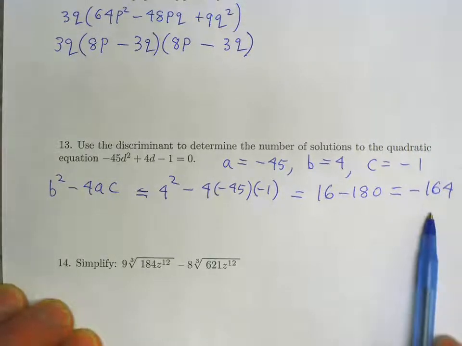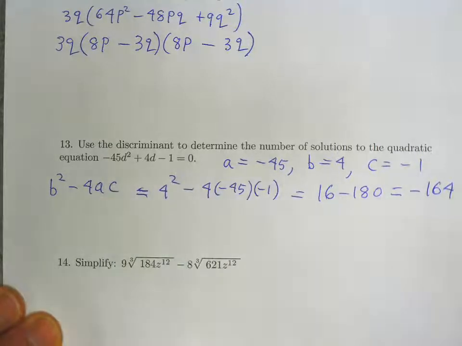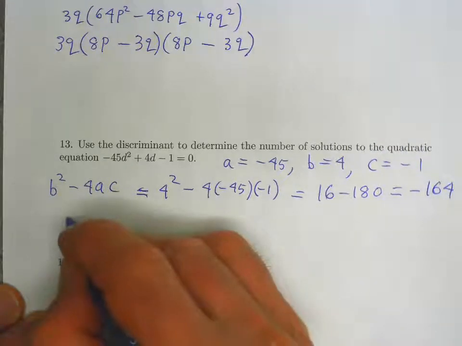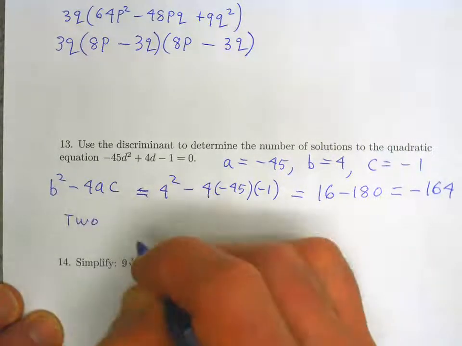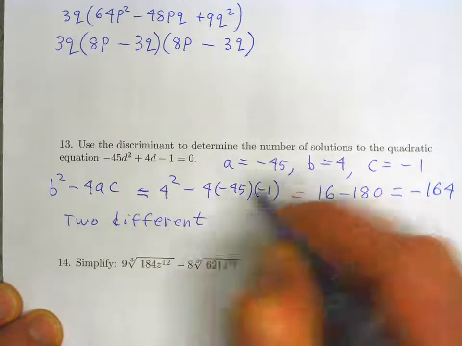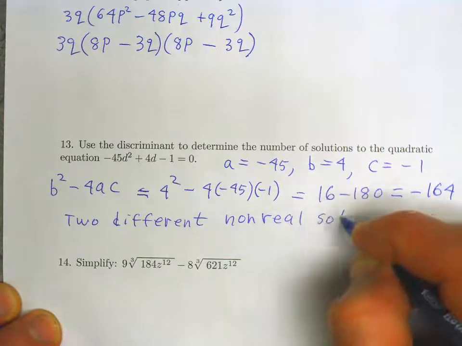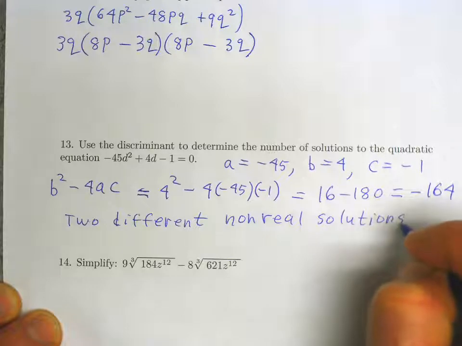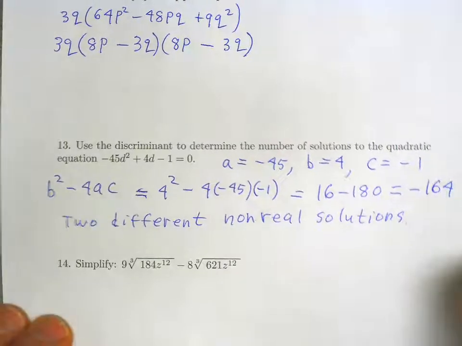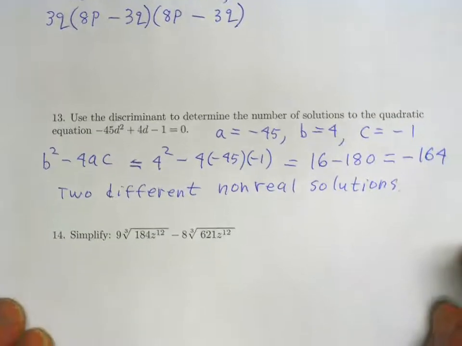Okay, since the discriminant is negative, the two solutions are two different non-real solutions. So the implication is that there are 0 real solutions.